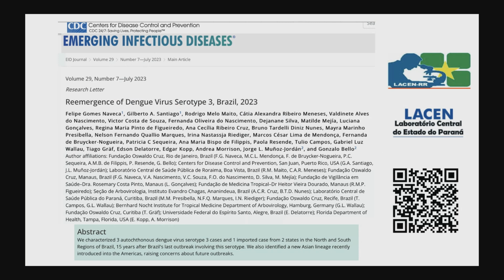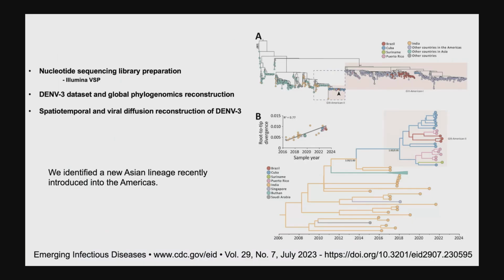So it was necessary to characterize this lineage, and we did it very fast, also using a protocol based on that. The first sequences that we generated were using Illumina VSP, another strategy, but after that we designed primers and probes to sequence the dengue 3 genome using an amplicon-based approach. So I think the combination of both is important when we have a new virus circulating.